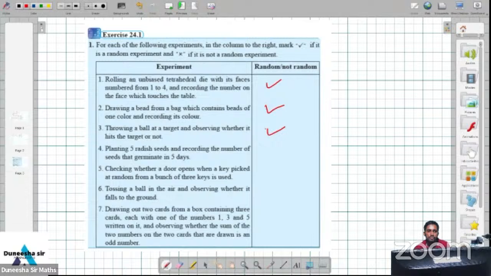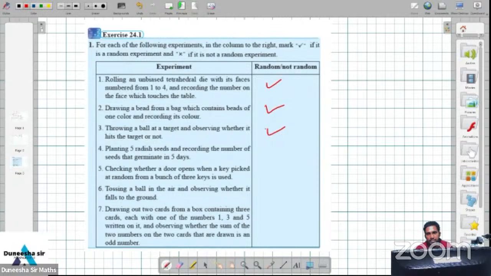Do you know if the 5 seeds are germinatable? Can we do it again and again? If we do it once, can we do it once more? We get the characteristic of random events: we can do it repeatedly. Okay. Once we have planted them, can we do it again?